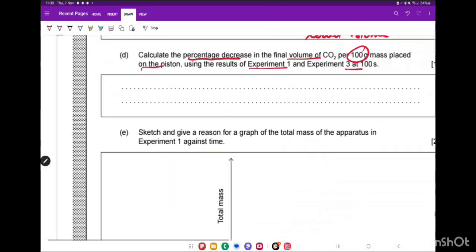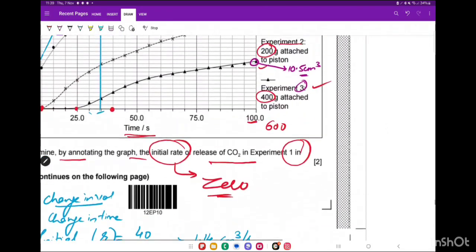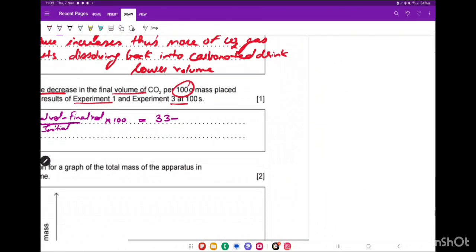Now the question is asking for percentage decrease, which will be equal to initial volume minus final volume upon initial, into 100. That is, what is the initial volume? 33. And the final volume is how much? The final volume was 10.5.